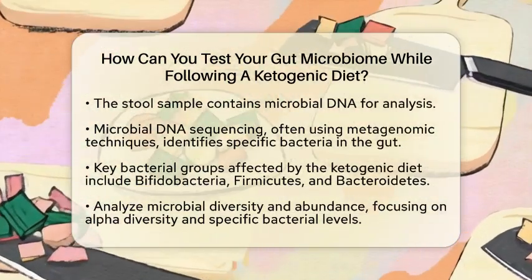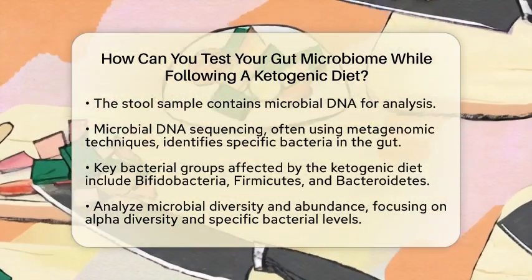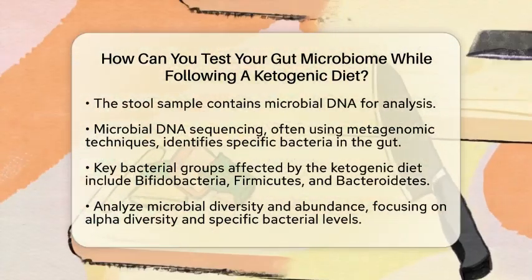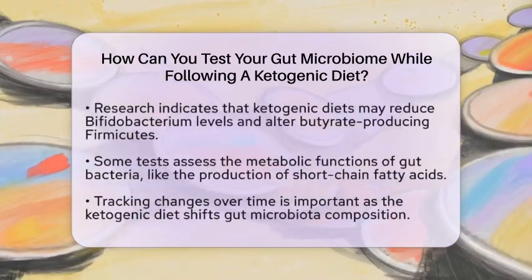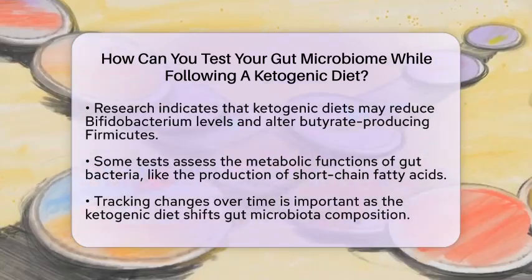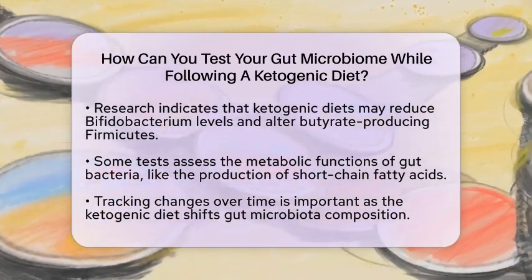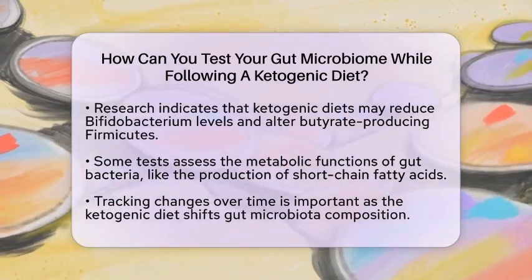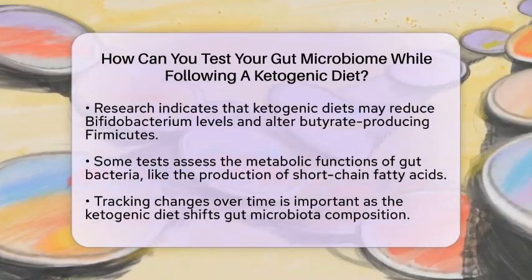In addition to identifying bacteria, some tests evaluate the metabolic functions of these microorganisms. For example, they may assess the production of short-chain fatty acids like acetate and butyrate. These compounds can decrease on a ketogenic diet, providing insights into how dietary changes might impact your gut and overall health. It is also helpful to track changes over time.